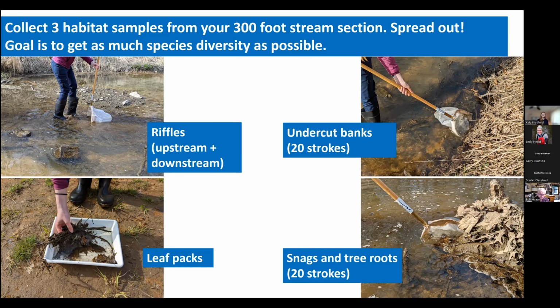Another really diverse place to find macroinvertebrates are leaf packs. And when you do this, you can just grab a handful of leaves and let it sit in the tray with a little bit of water, and the macroinvertebrates will slowly emerge. And then another good place to find macroinvertebrates are snags and tree roots. So along these areas, you're going to do about 20 strokes again, kind of just like you would for the undercut banks, but you're doing this around tree roots. Next slide, please, Katie.